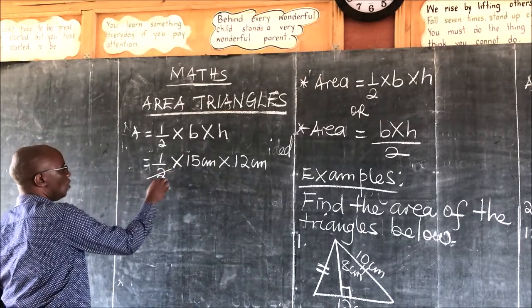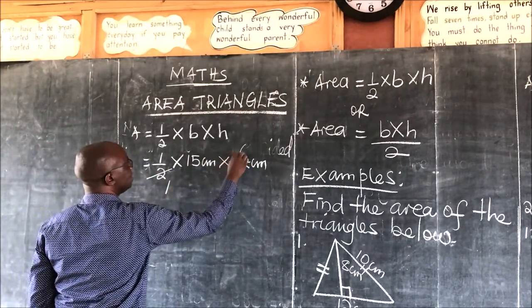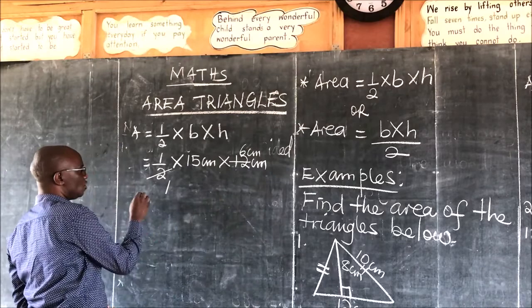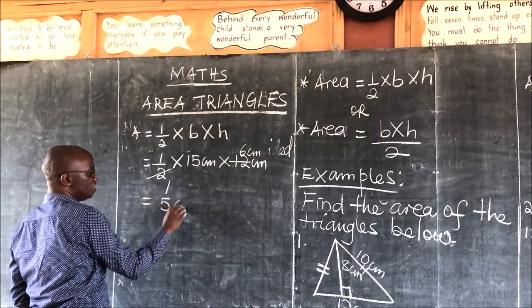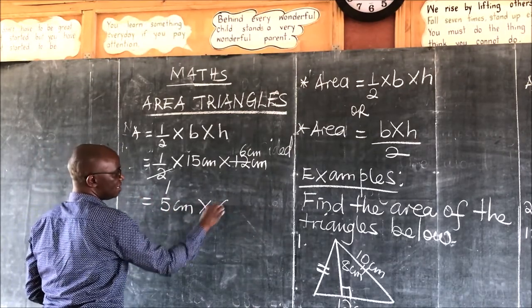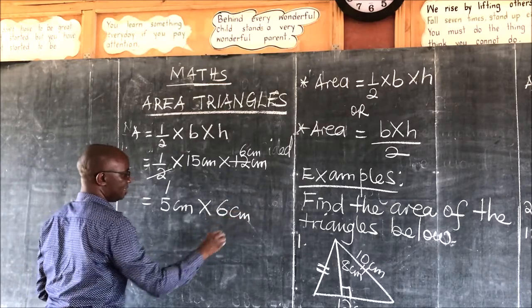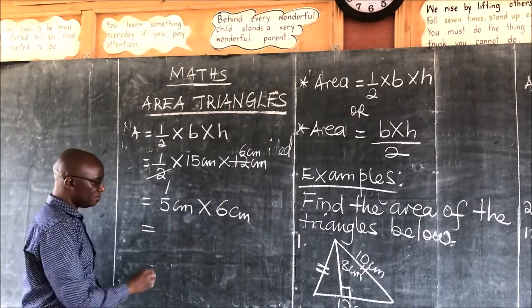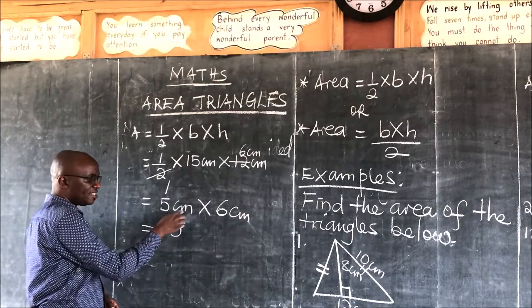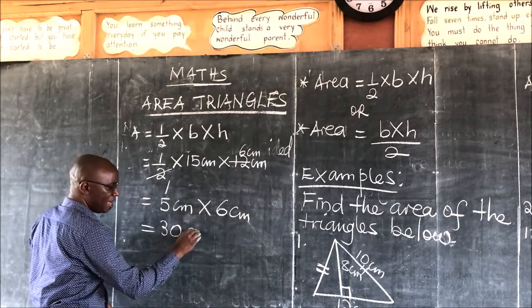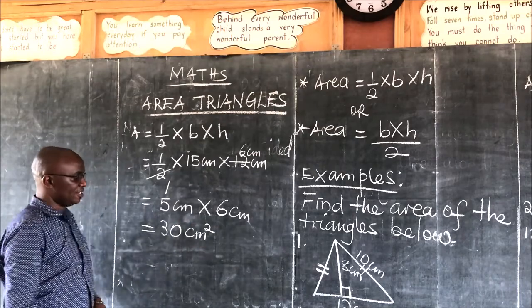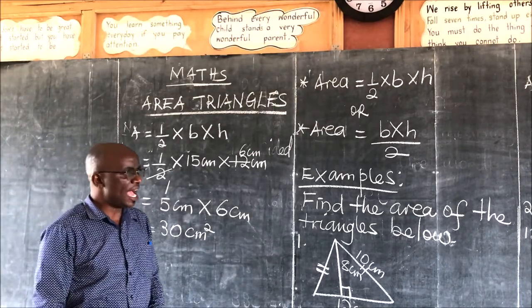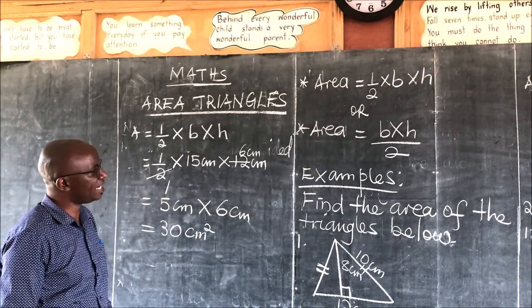So by 2, 1. By 2, 6 centimeters. So therefore, we remain with 5 centimeters times 6 centimeters. So 5 times 6 is 30. CM times CM is CM square. So that is the area. I think those two examples are enough for us.